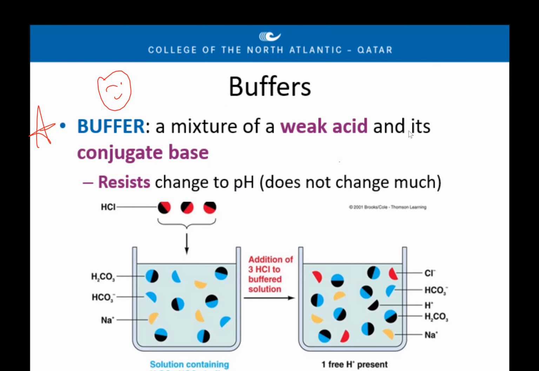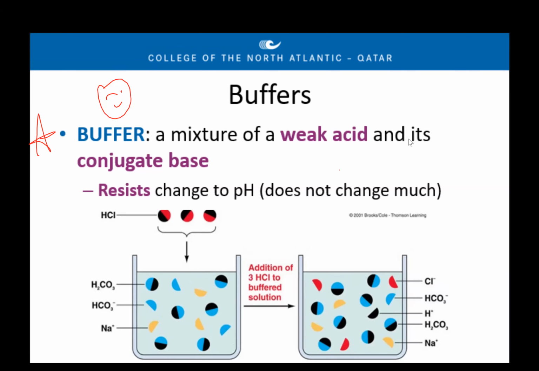So what is a buffer? A buffer is a chemical that resists changes in pH. And all of us, everybody here, so the 20 or so students in class and myself, we all have a buffer inside of us. A buffer is any chemical that resists changes to pH.